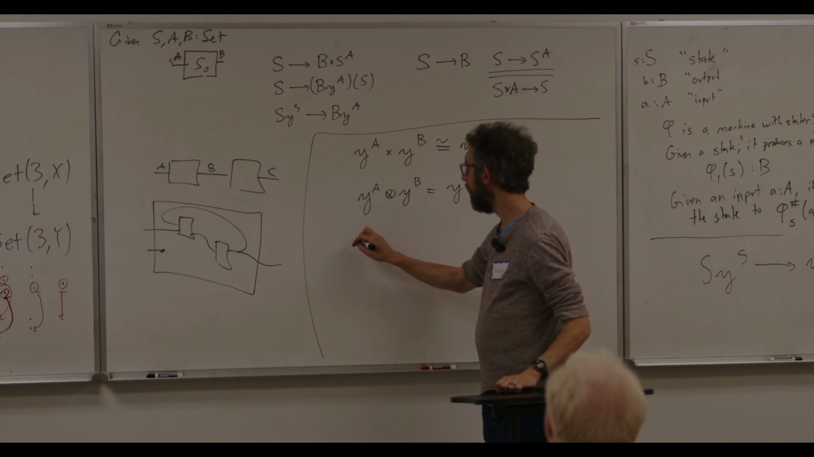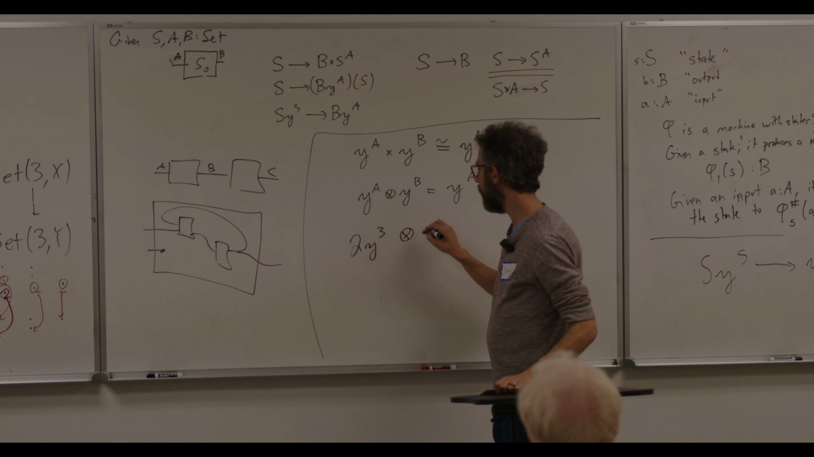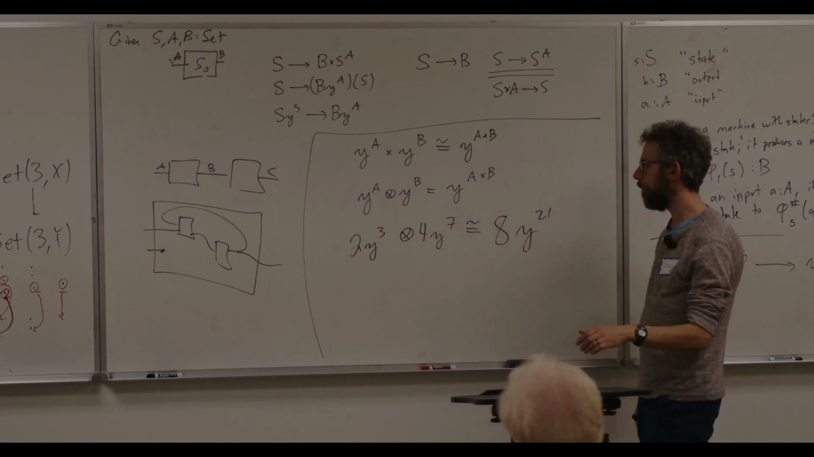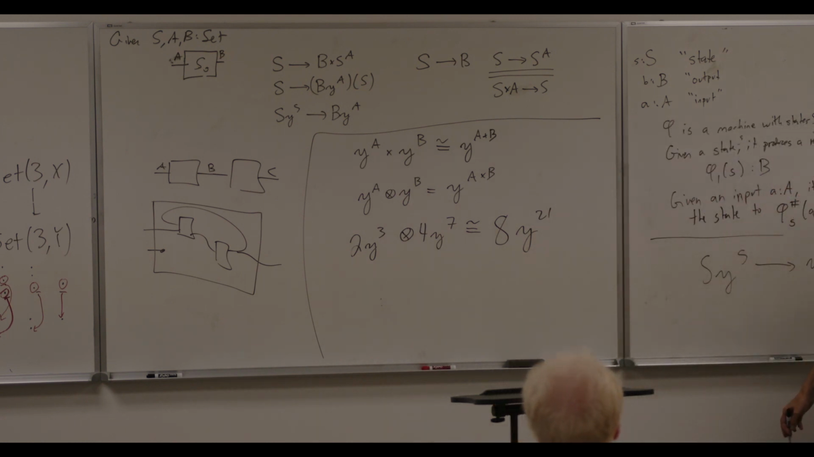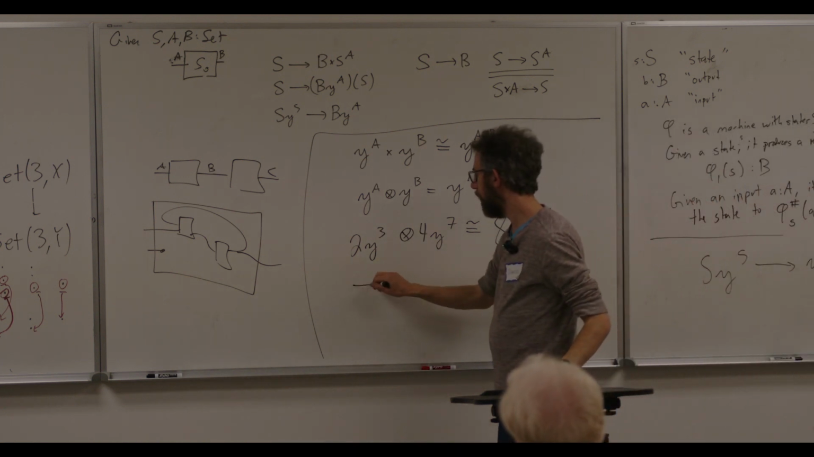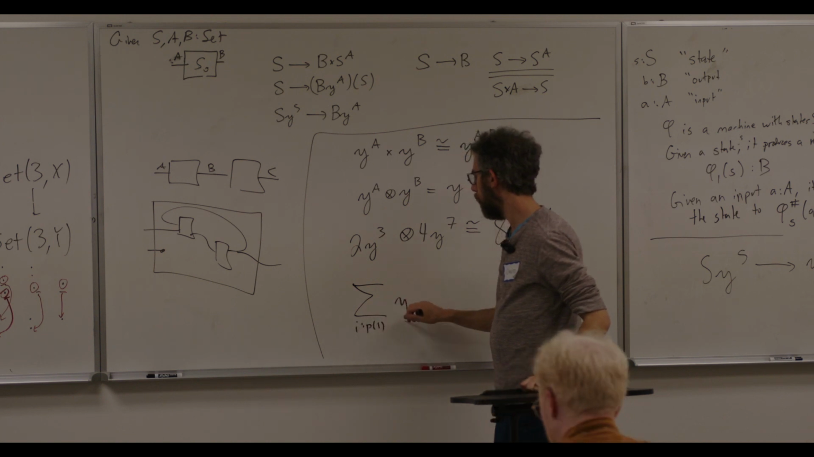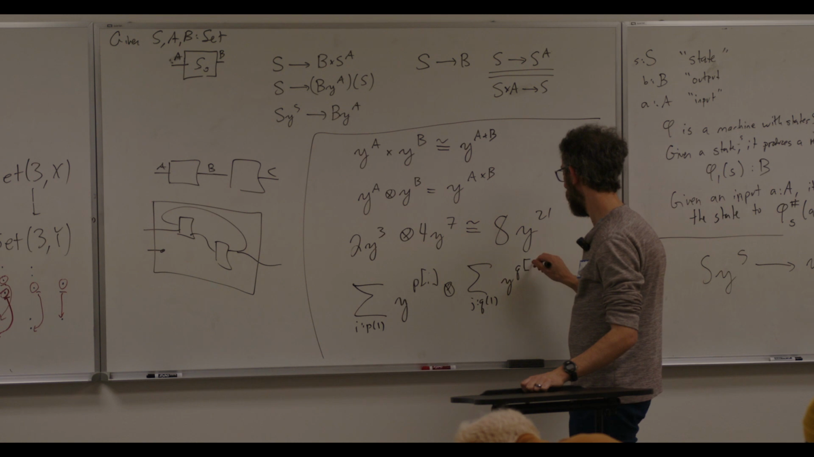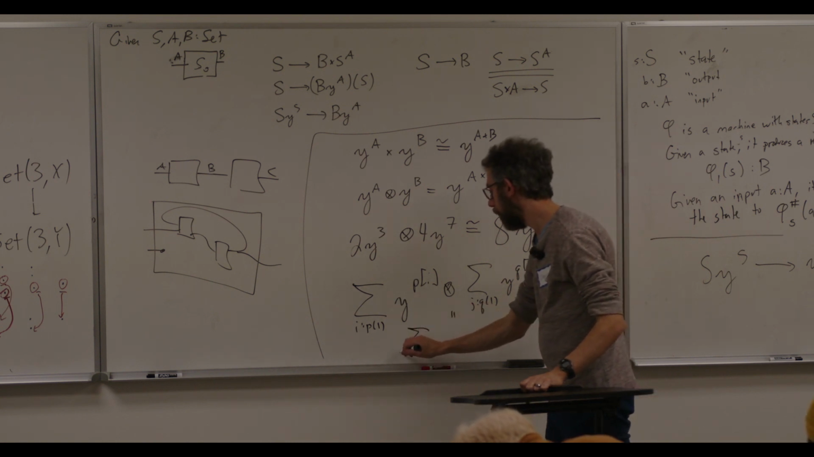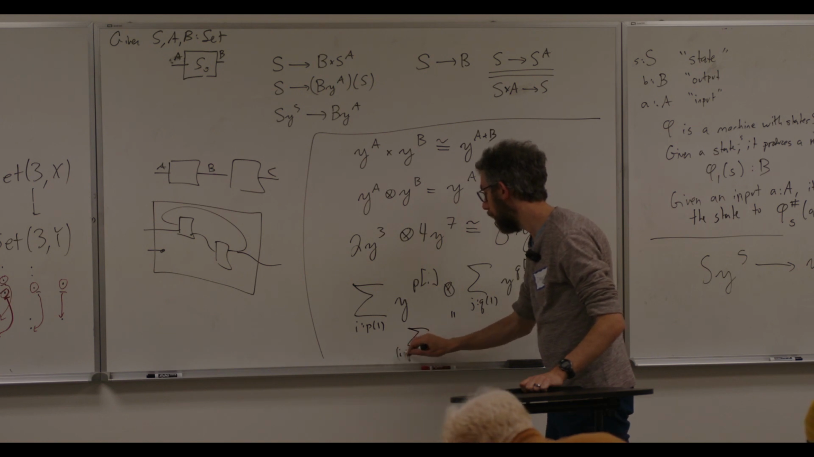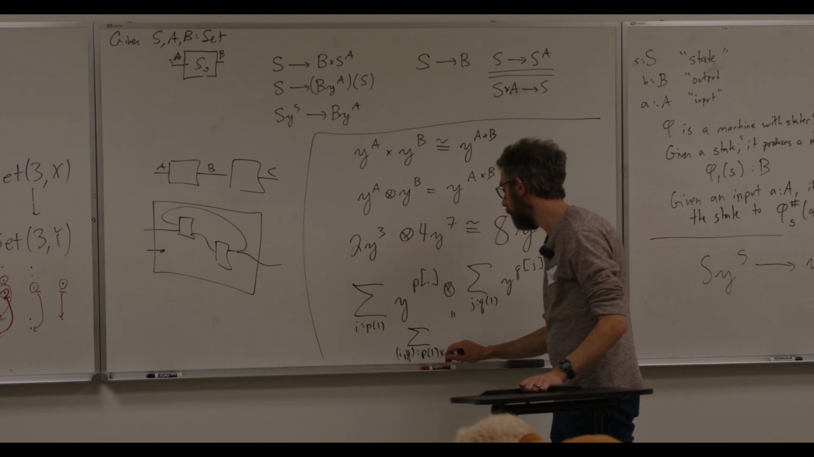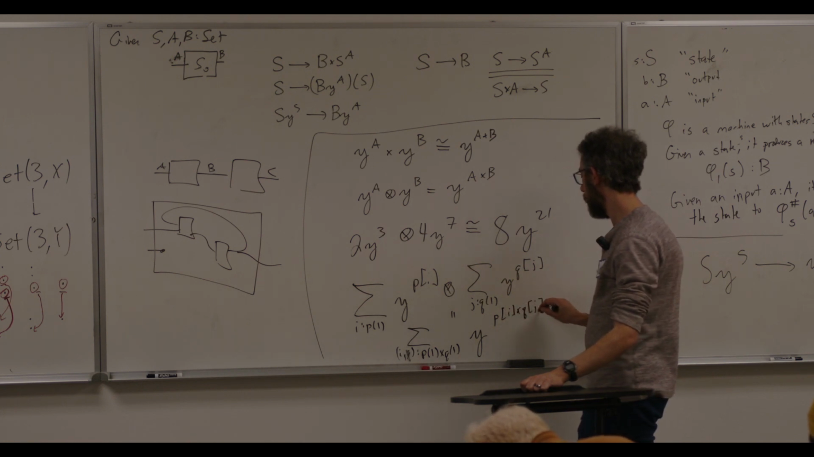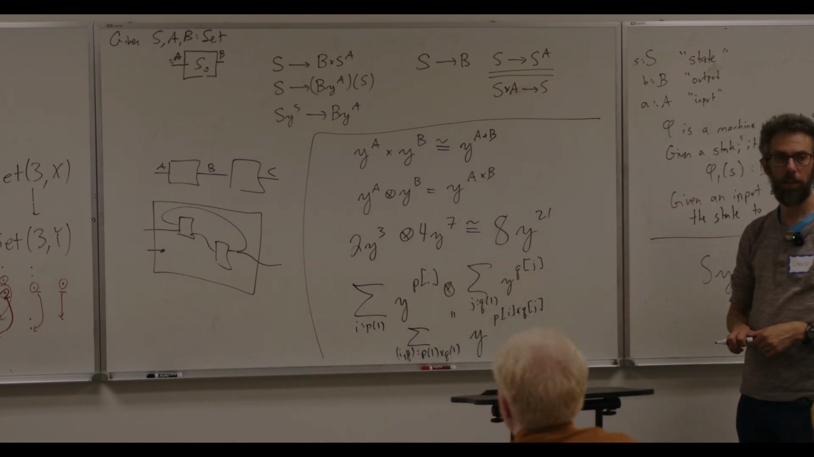So what would you do to 2y cubed tensor 4y to the 7th? Well, it's like polynomial arithmetic, except you multiply instead of add. But what does it mean? So if I had the sum over i in p of 1, y to the p bracket i, and I tensor it with the sum over j in q of 1, y to the q bracket j, you get the sum over choosing an i in p and a j in q, of y to the p bracket i times q bracket j. So choose a position in each, and then there's a choice of direction in each. Okay.